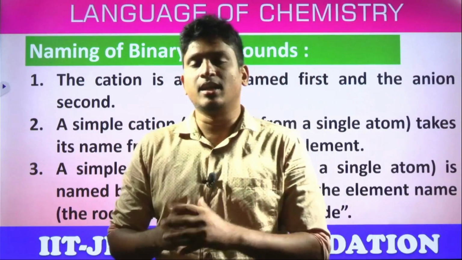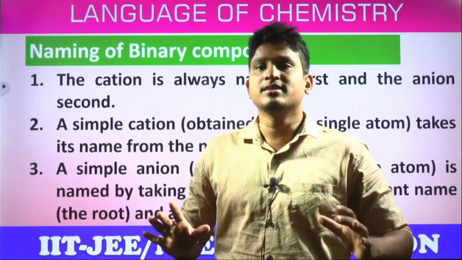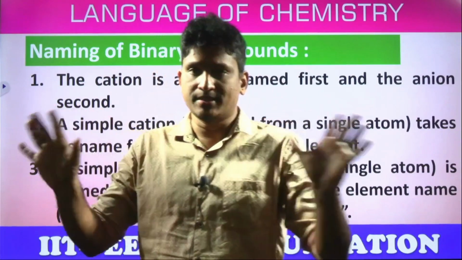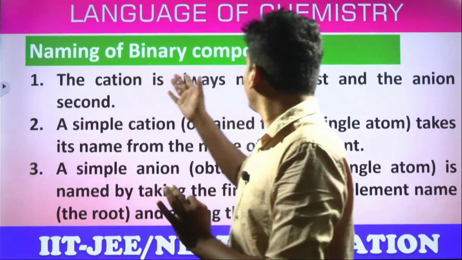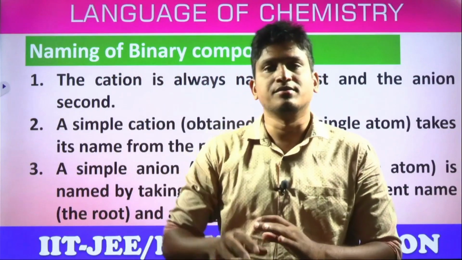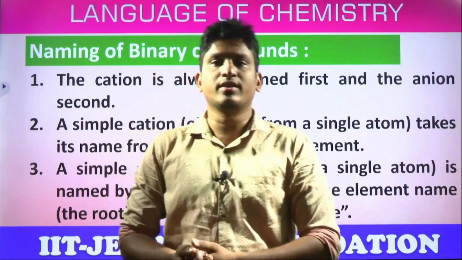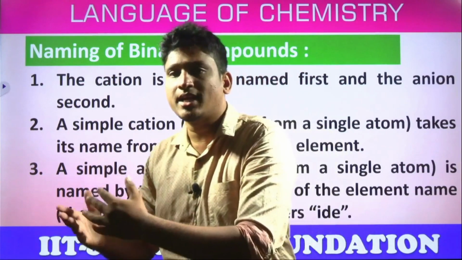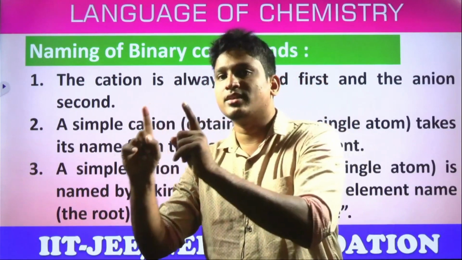Naming of binary compounds. Binary means two, students. That means the compounds which are made up of two elements are called binary compounds. Simple. What type of binary compounds? Ionic compounds. Ionic compounds are made up of what, students? We already practiced how to write a formula between a metallic cation and a non-metallic anion. Yes or no? An ionic compound is made up of a metal as well as a non-metal.